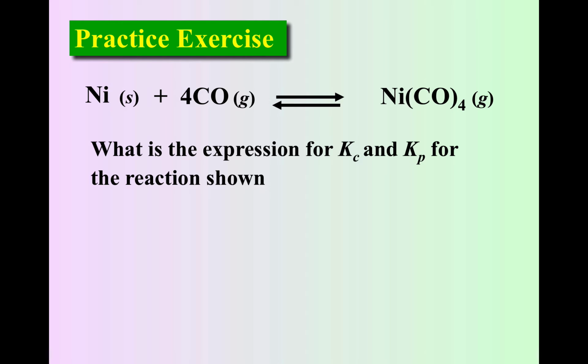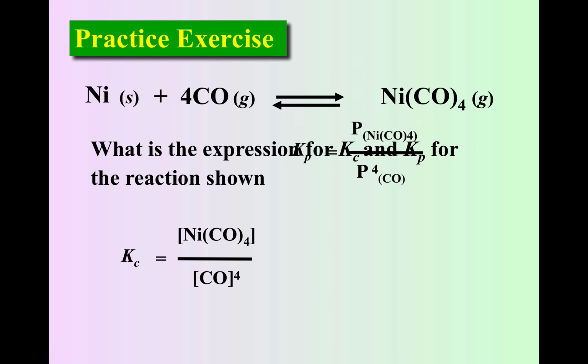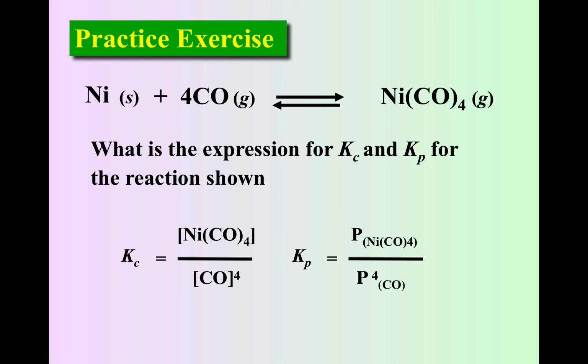Okay. So, hey, only the gases appear. You leave the solid out. So it's products over reactants raised to the stoichiometric coefficients. It's the concentration of the product raised to the first power divided by the concentration of carbon monoxide raised to the fourth power. Same for the Kp expression, except we use pressures instead of concentration units.